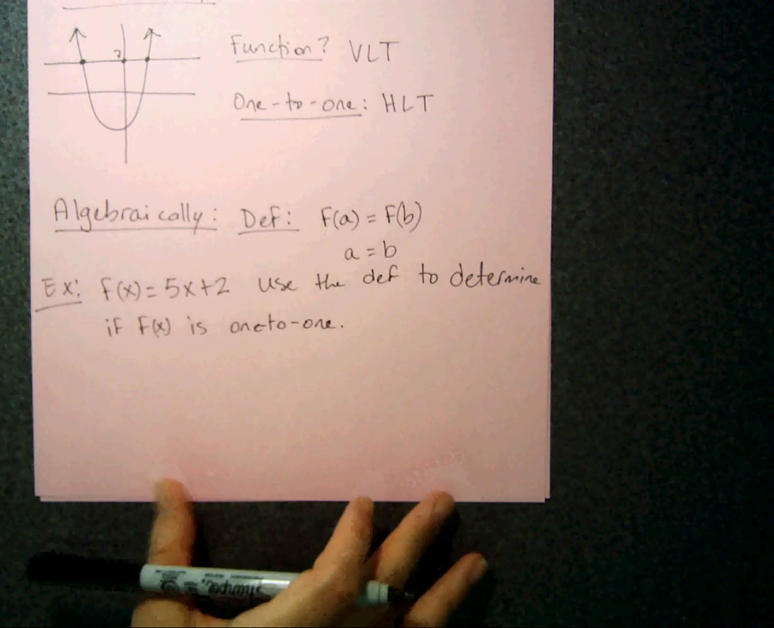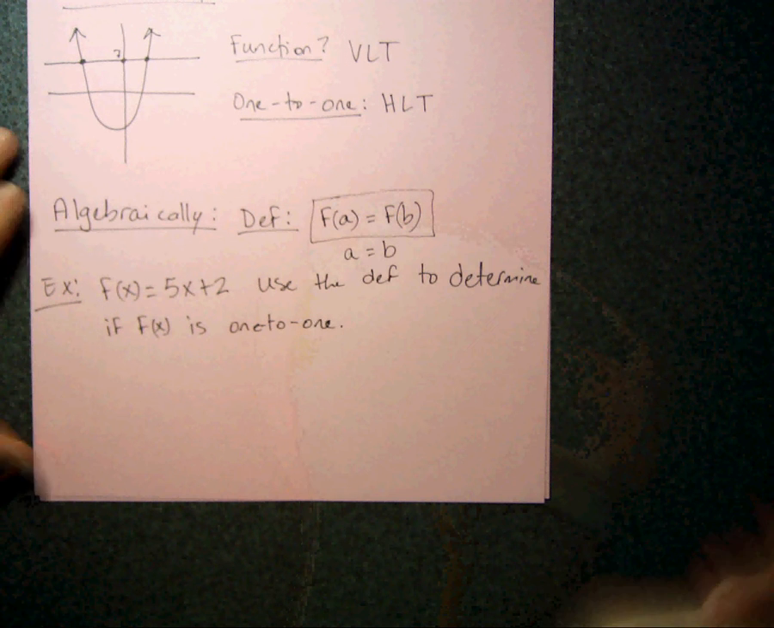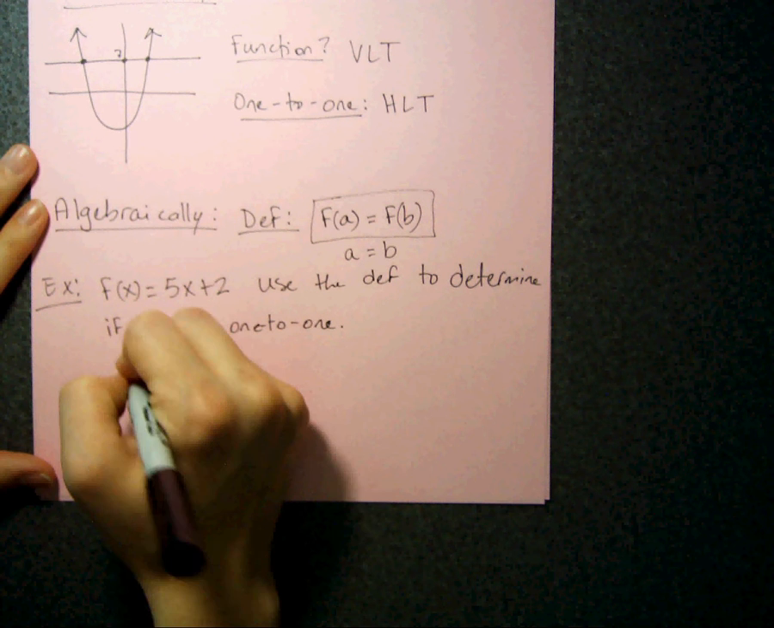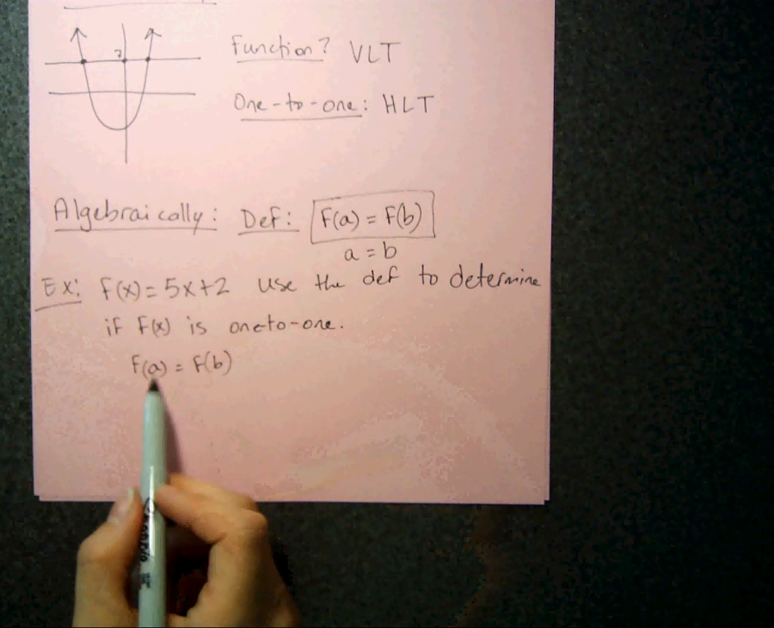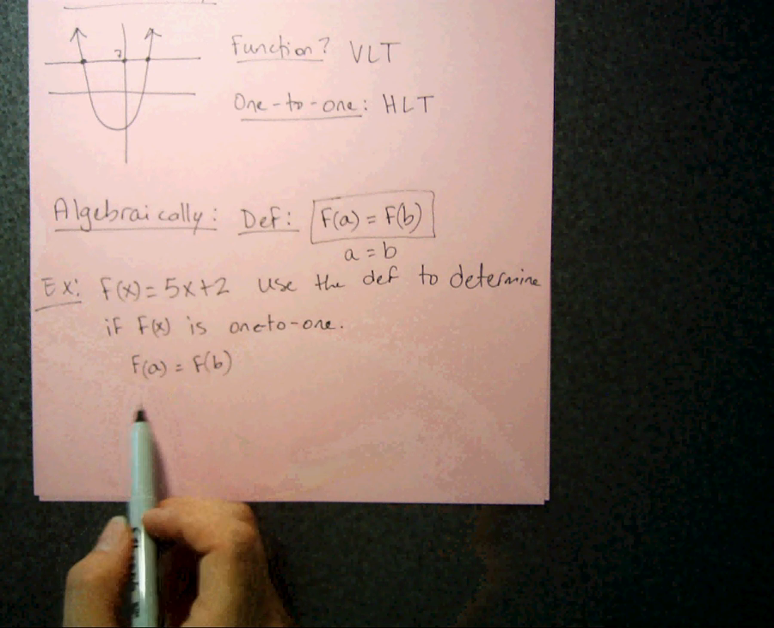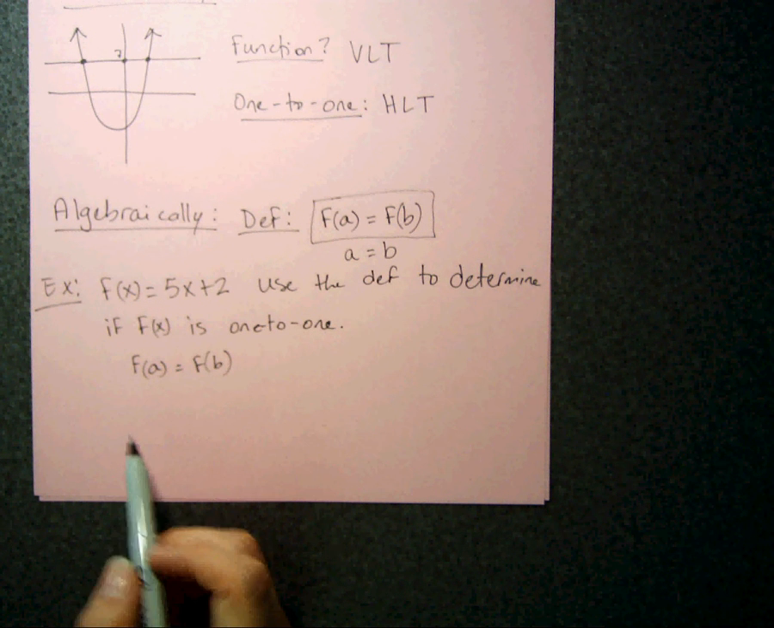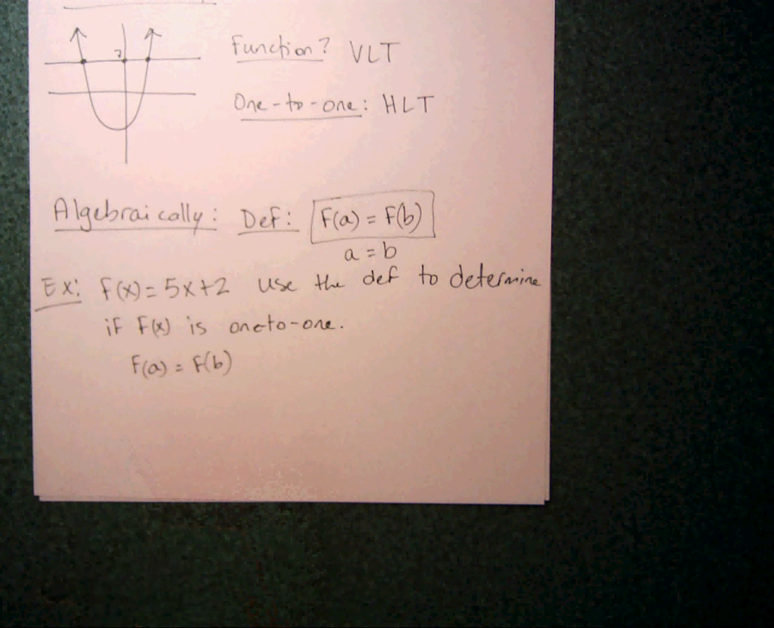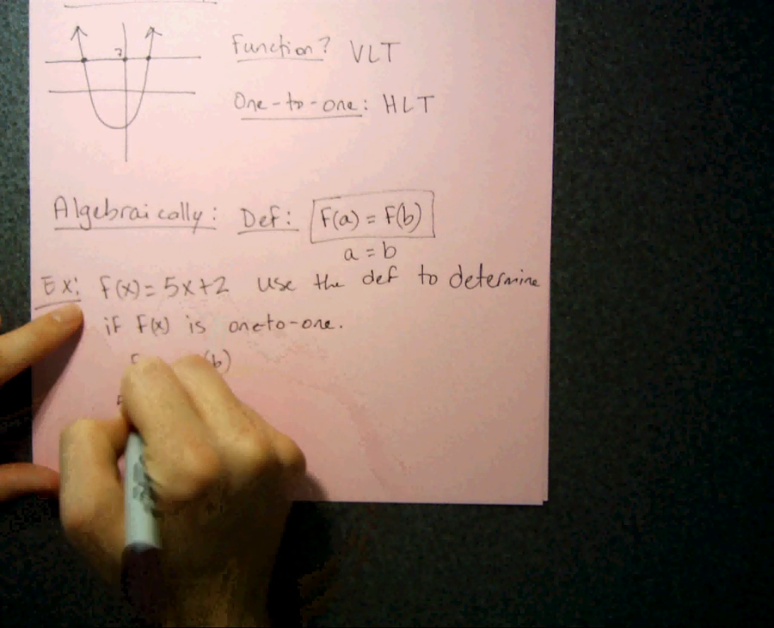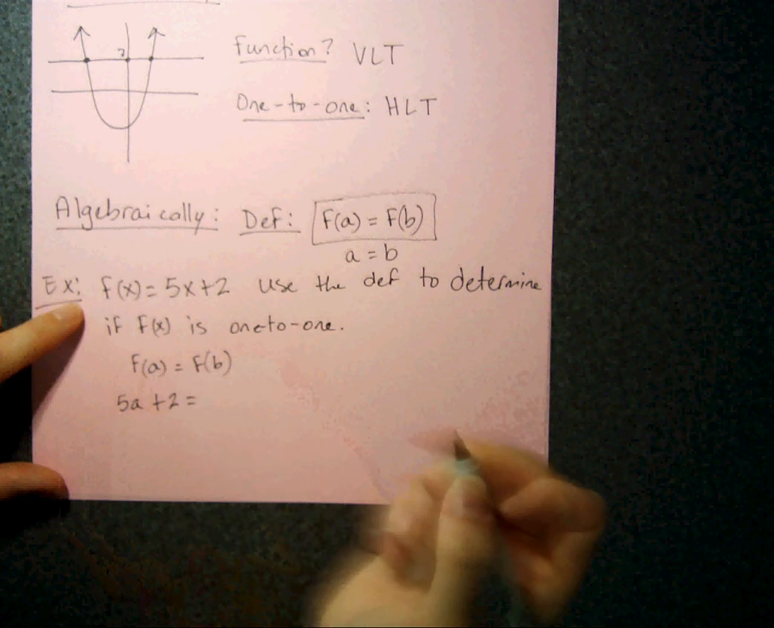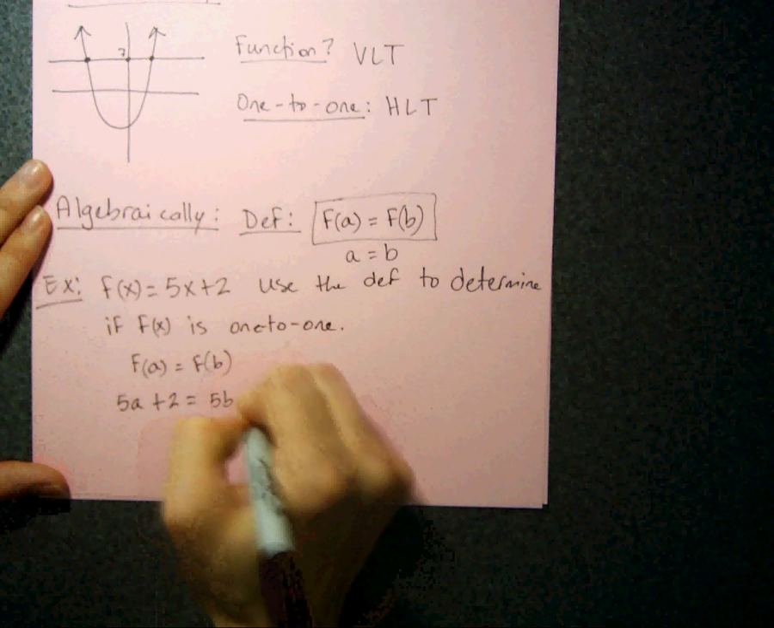In order to use the definition, I'm going to start with f of a equals f of b. And think about what this means. We talked about function notation. What does f of a mean? What am I doing? Plugging in a, right? So on the left side, I'm plugging in a to my function, so I have 5a plus 2 equals, and on the right side, I'm plugging in b, so I would have 5b plus 2.